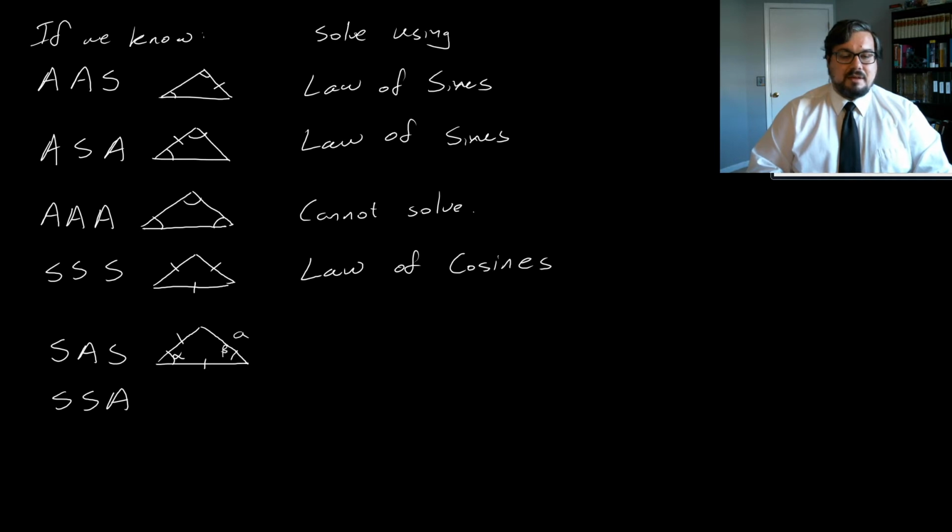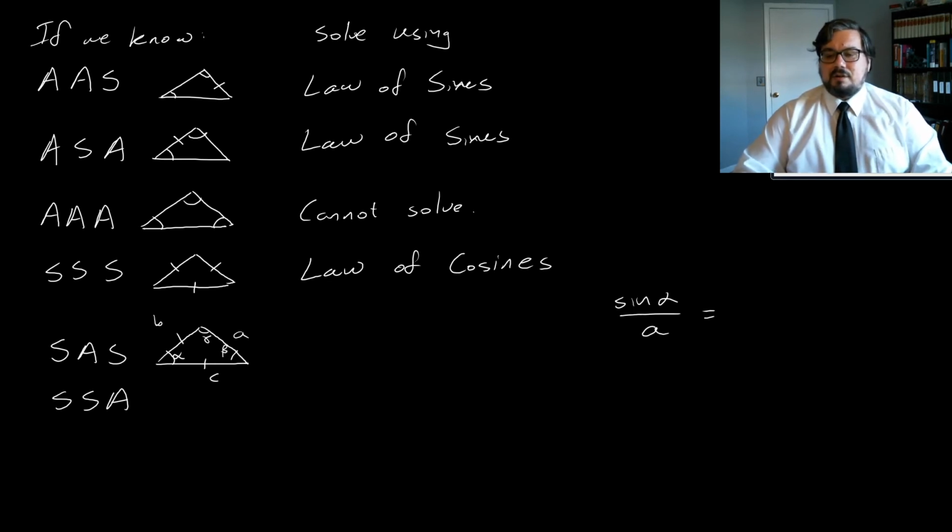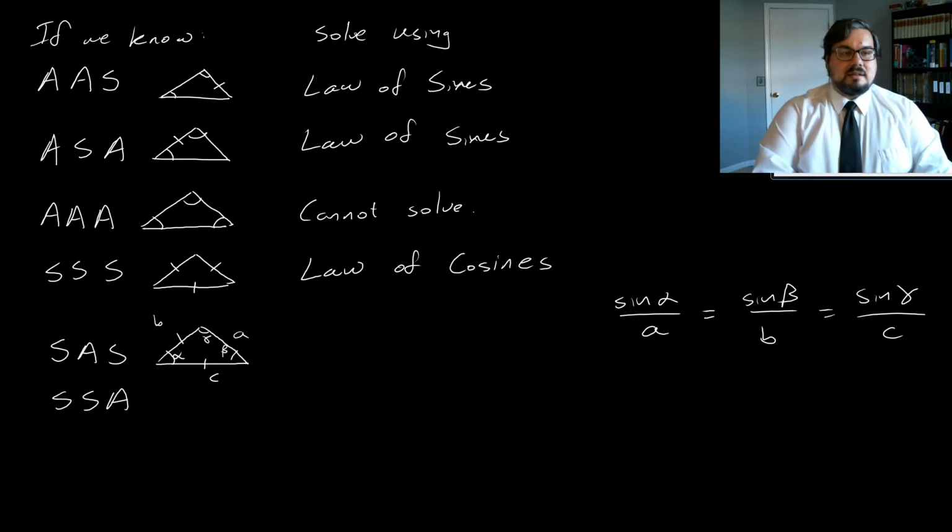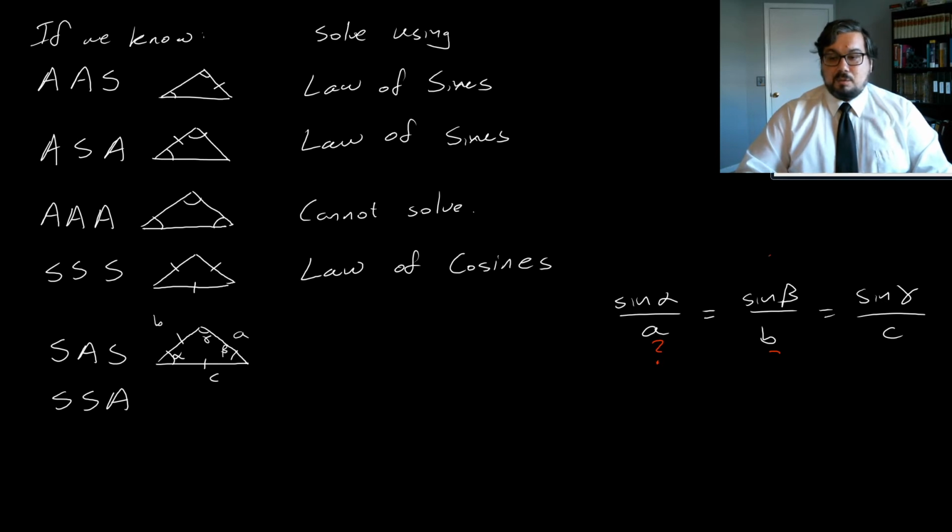If that's alpha, beta, gamma, a, b, and c, then the law of sines says that sine of alpha over a equals sine of beta over b equals sine of gamma over c. And let me note the parts here that we don't know. We don't know a under this setup where we know two sides and the angle between them. We do know b, but we don't know beta, and we don't know gamma.